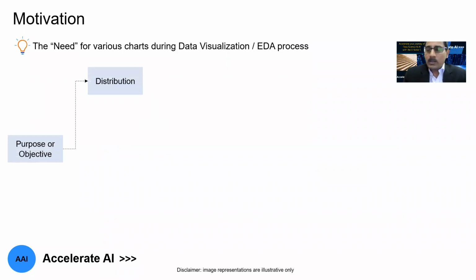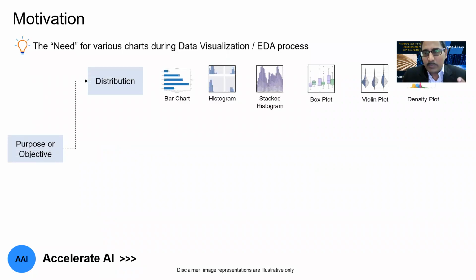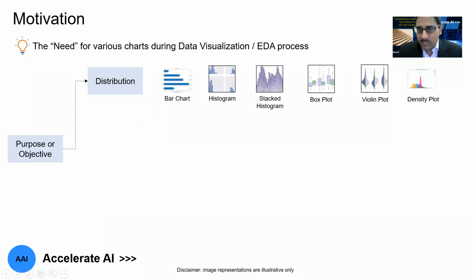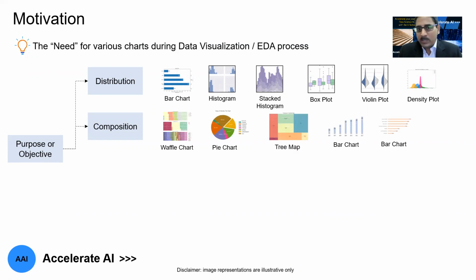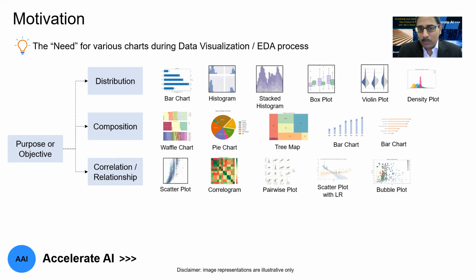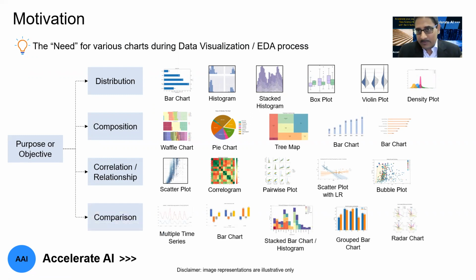Now, obviously, this is something we have talked about in the past as well. The motivation is primarily what is the business need or objective when we talk about data visualization or exploratory data analysis. There has to be an objective. If the data distribution is what we are looking at, then we are going to look into these types of charts. If we're going to talk about composition, part-to-whole composition, then we're going to talk about waffle chart, pie chart, and so on. And of course, for correlation and relationship, we're going to talk about scatter plot, bubble plot, and so on. If the need is comparison, then of course, these types of charts can be used.